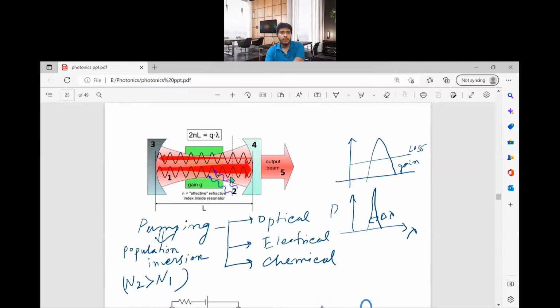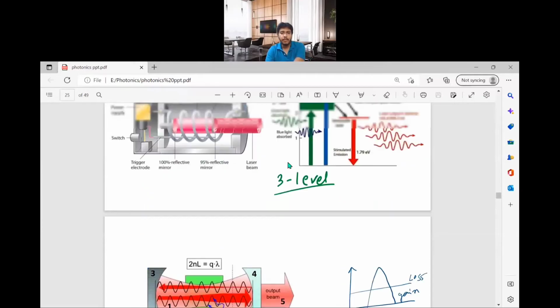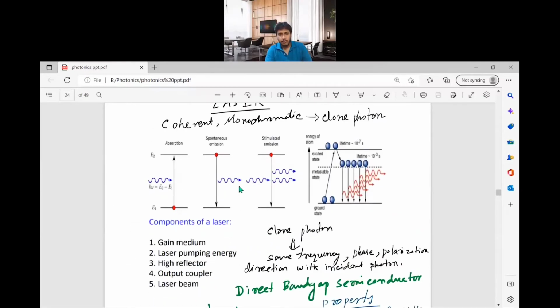So if the photon hits this energy band, it will generate two photons. If you place a mirror here, this photon will be reflected back. So these two photons will again hit this material, and that will generate four photons, traveling in this direction.